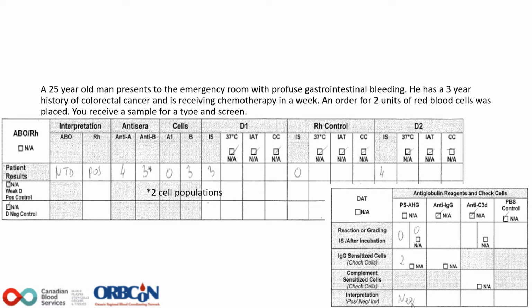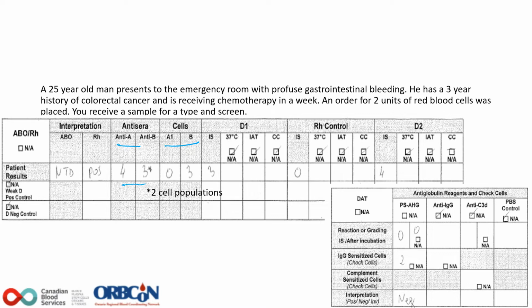Okay, our second case is a 25-year-old man who presents to the emergency room with profuse gastrointestinal bleeding. He has a 3-year history of colorectal cancer and is receiving chemotherapy in a week. An order for 2 units of red blood cells is placed, and you also receive a sample for a type and screen. So let's take a look at our forward and reverse typing for our ABO for the type and screen.